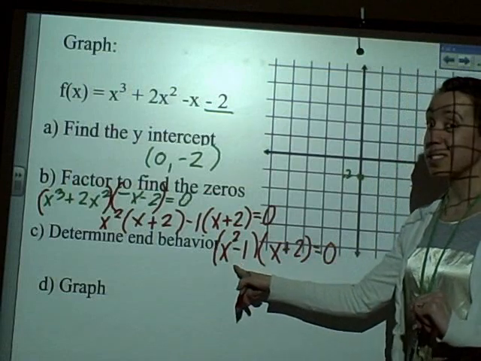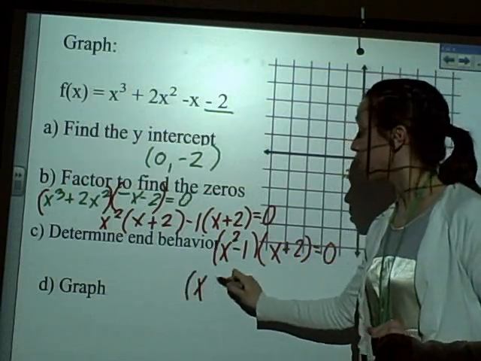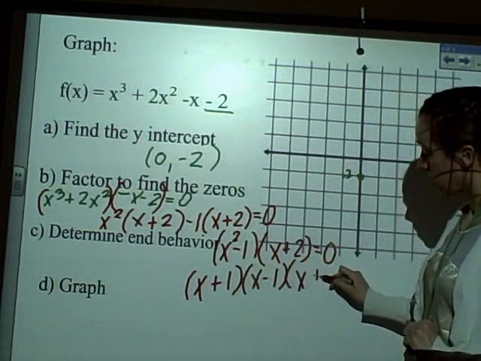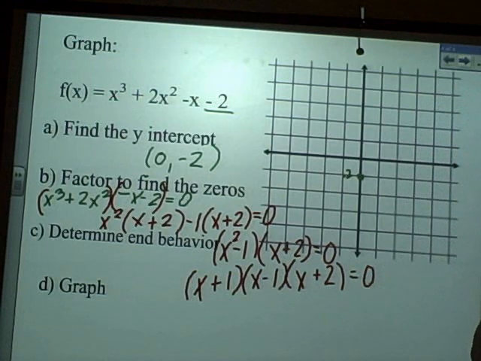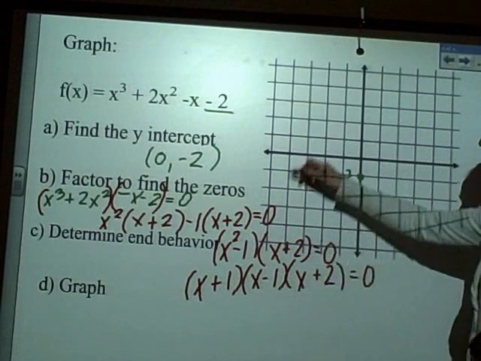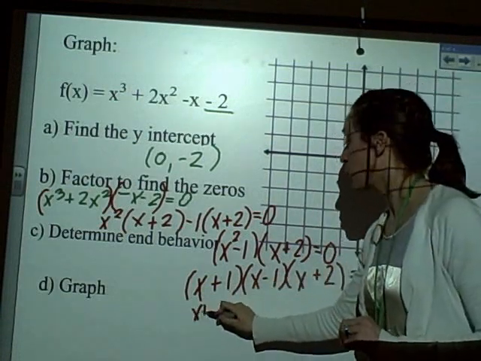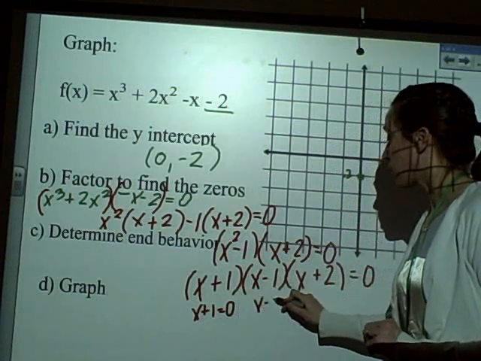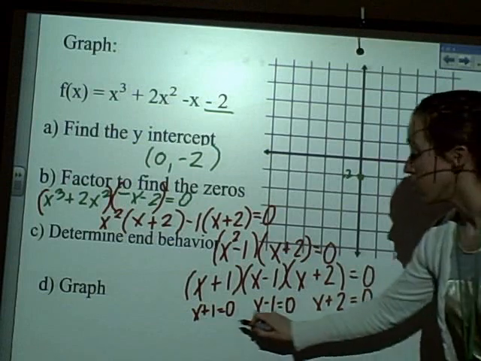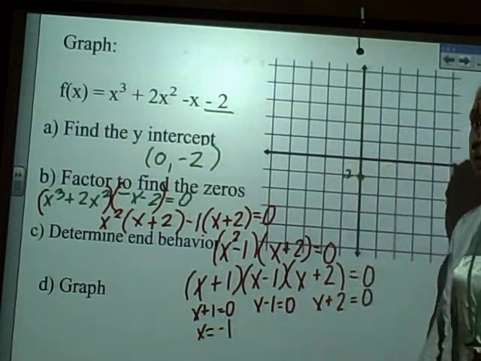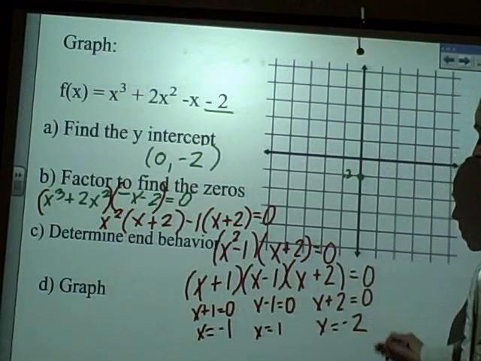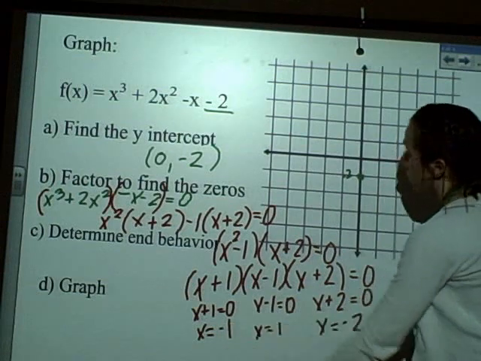Okay, I noticed this is a difference of squares. We can factor that a little bit more. Okay, so now I am completely factored. All that I have to do is set each one of those equal to 0, and that'll tell me the x-intercepts. So I'm going to go x plus 1 equals 0, x minus 1 equals 0, x plus 2 equals 0. So at x equals -1, I have an intercept. At x equals 1, I have an intercept. And at x equals -2. So I'm going to put dots at each one of those points.